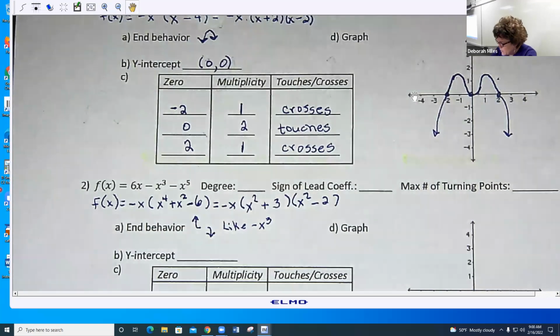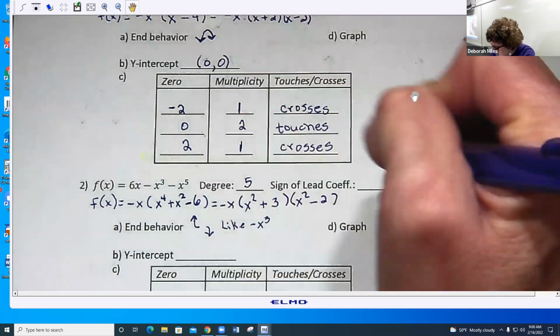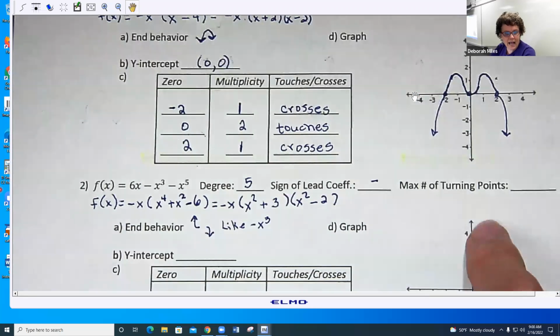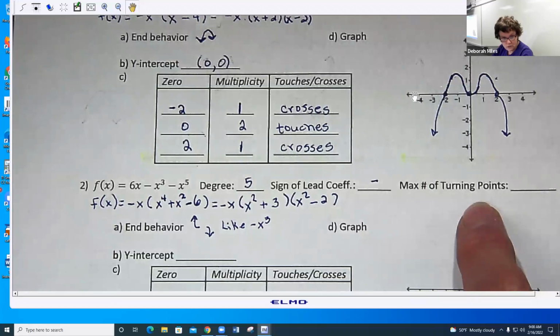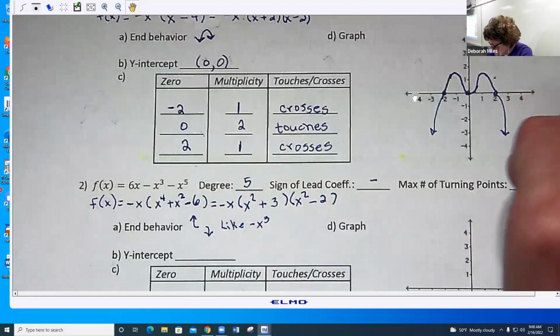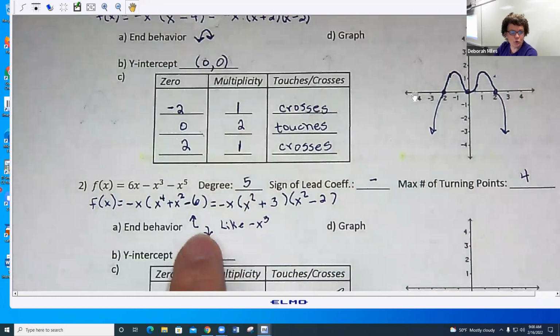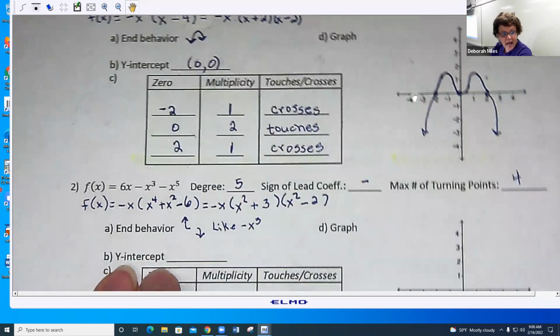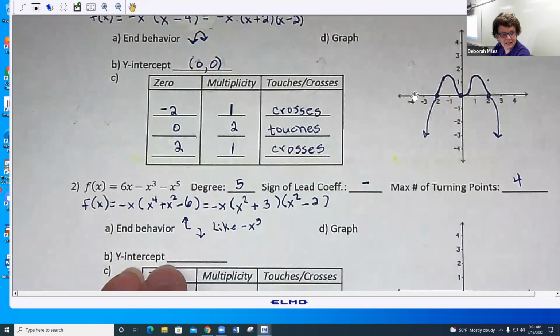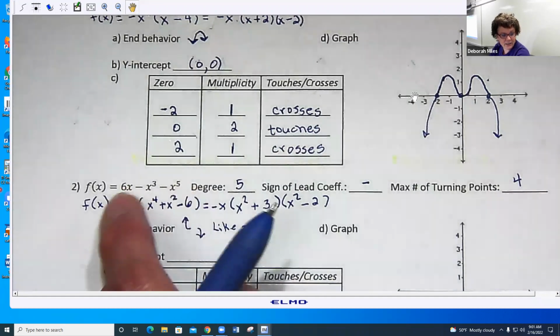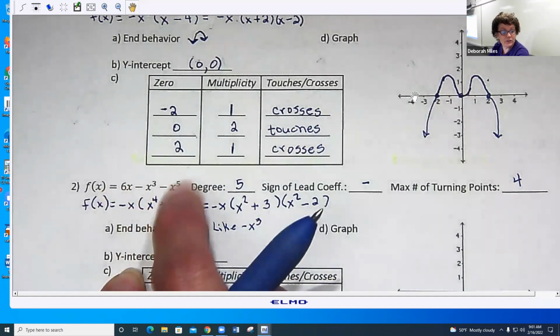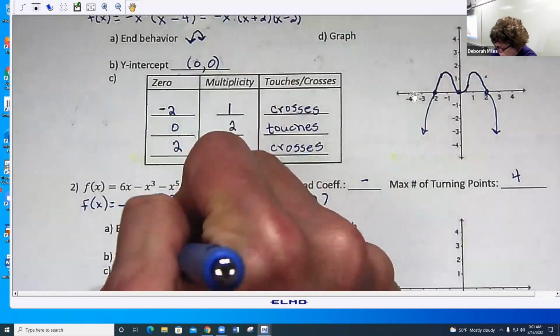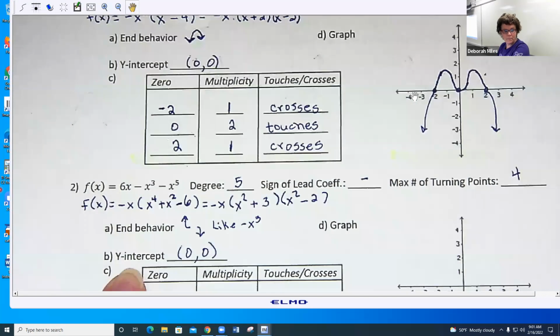Fifth degree, leading coefficient negative, with no more than how many turning points? Oh, this could have 4 turning points. That's actually why I didn't join the pieces here. It may have up to 4 squiggles in the middle. All right, the y-intercept is easiest to find in the form where it's not factored, because you can plug a 0 into each of those x's and see real quickly that once again the y-intercept is 0.